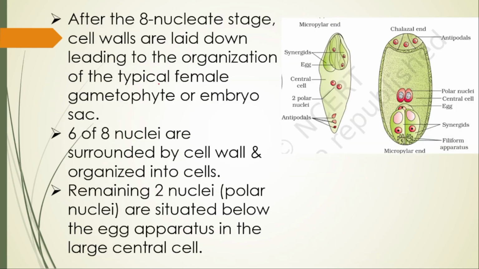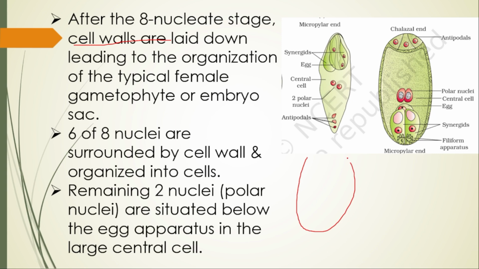See, after the 8 nucleated stage, cell walls are laid down, leading to the organization of the typical embryo sac, or female gametophyte. 6 of the 8 nuclei are surrounded by cell walls and organized into cells. The remaining 2 nuclei are situated below the egg apparatus in the central cell. I will show you how they are organized.